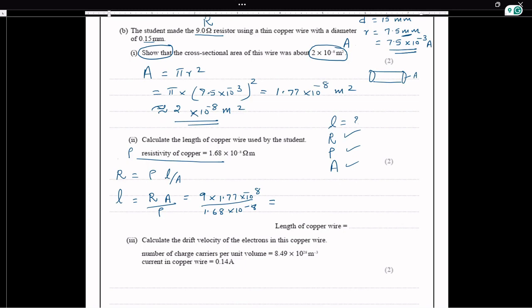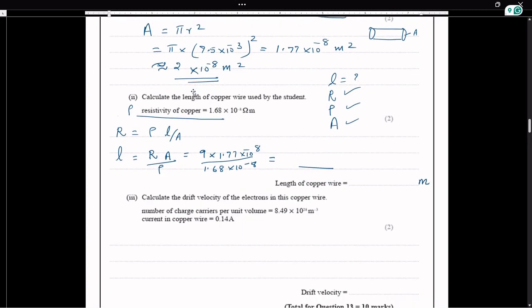This calculation I'm leaving for you. So the length of the copper wire is a direct calculation only. That much meters. This is the answer. It is giving a length of the copper wire that much meters. Actually, you are getting the answer as 9.48 meters. This is the answer you have to get. Now let's move on to the next part of the question.